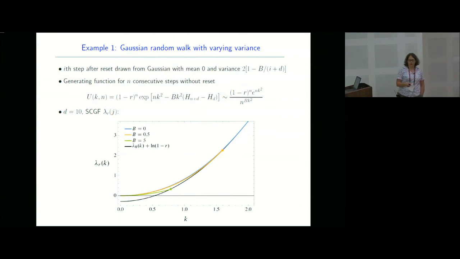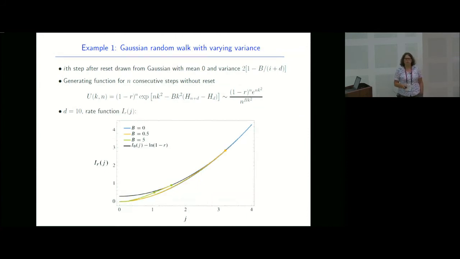And you can see that as well, of course, when you do the Legendre transform to look at the rate function. So this is the same picture, but for the rate function. Again, the blue case, everything is smooth. It's close to this black line, but it never meets it. So as I look for larger and larger currents, I get closer and closer to the scaled cumulative generating function for the no reset case, but I never meet it, and the rate function here.